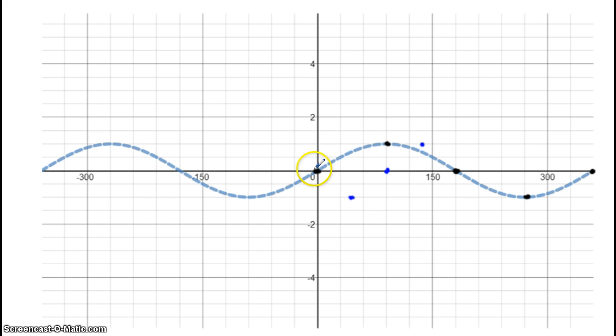Now we want to shift each point to the right 45 degrees. The beginning of our cycle to the right 45 degrees will now be here. The end of our cycle at 180 will now be at 225, which is here. The midpoint of our cycle, which was at 90, will now be at 135, which is here.